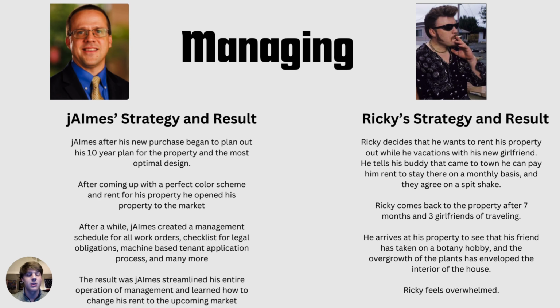Now on to managing. James, after his new purchase, began to plan out his 10-year plan for the property and the most optimal design that would get consumers excited. After coming up with the perfect color scheme and rent for his property, he opened up his property to the market. After a while, James created a management schedule for all work orders, a checklist for legal obligations, and a machine-based tenant application process that would cut out unfit tenants for his property at a moment's notice. And there are many more applications for this technology. The result was James streamlined his entire operation of management and learned how to change his rent to the upcoming market.